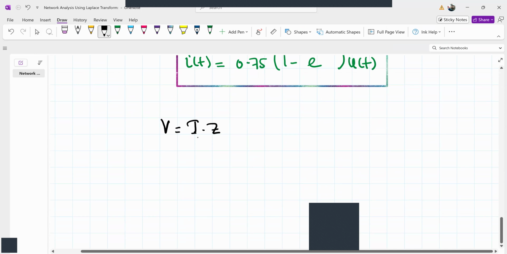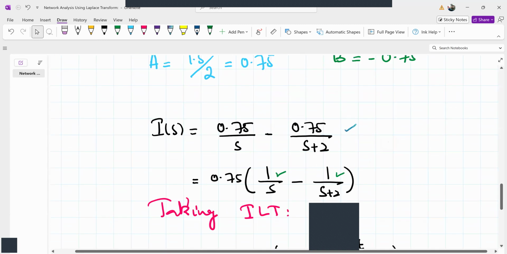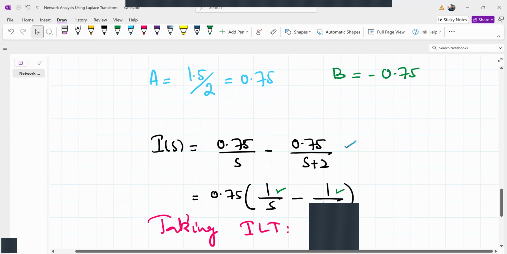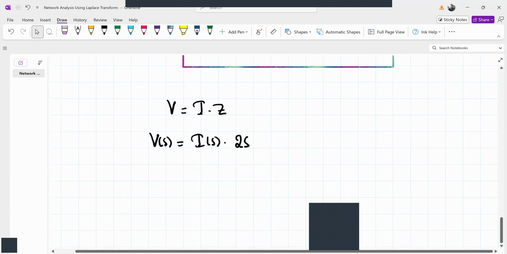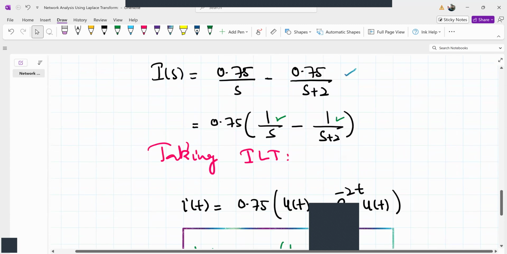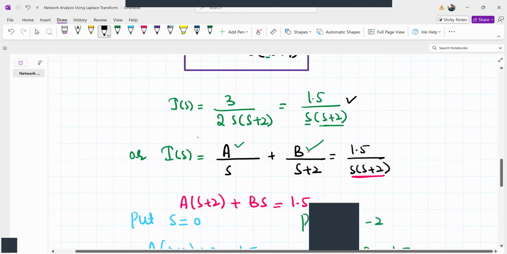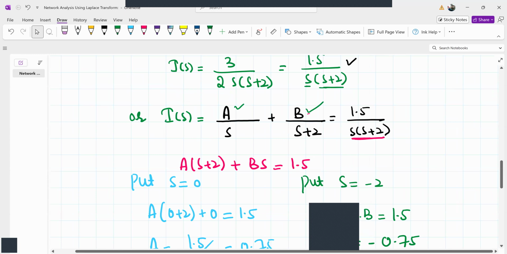So from this, I can write V of s as I of s times Z, which is 2s. Now we already know what I of s is here. I of s is this. So if I apply it here, we can say V of s. Let me use this equation instead of this one, such that s and s cancel.